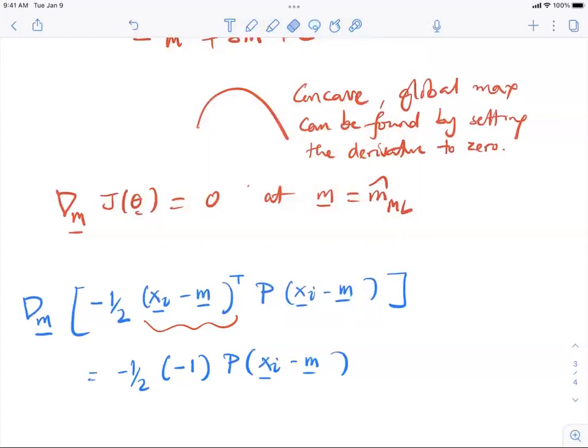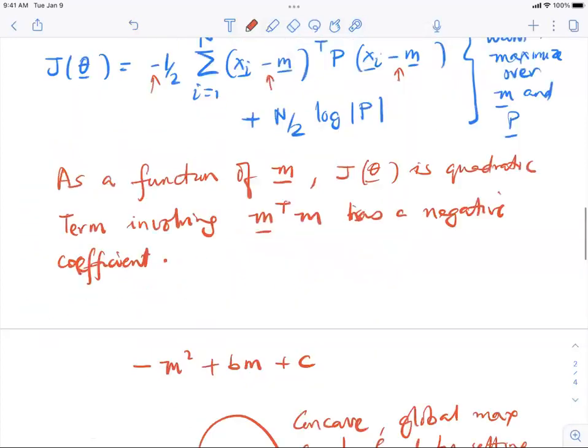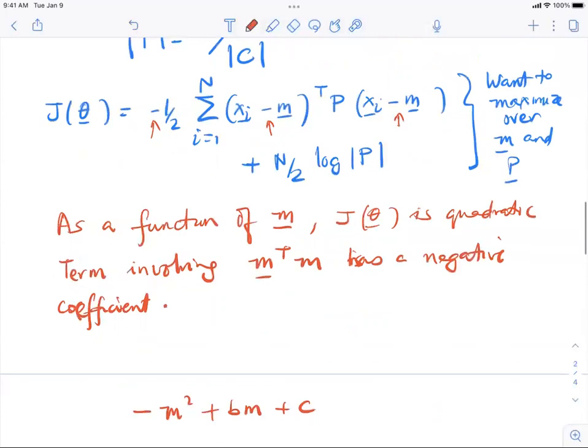And then when I do the same thing for this term, I'll get exactly the same thing again. So I'll have a factor of 2 here for the two terms. And if you work it out, there's a minus here that goes away, the 2 and 2 go away. So this is just P times x_i minus m. So when I put all those terms together, remember there's a sum of n of those terms, I'll get a summation like that. And of course, this term does not depend on m at all.